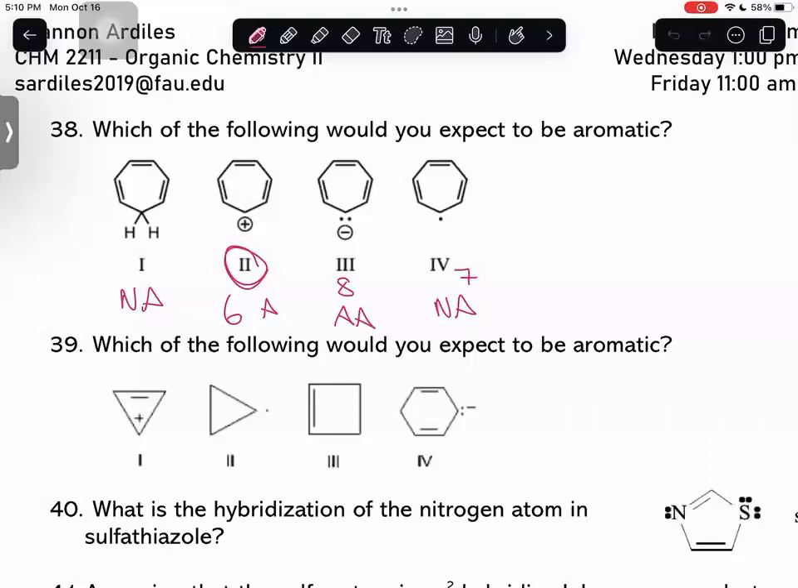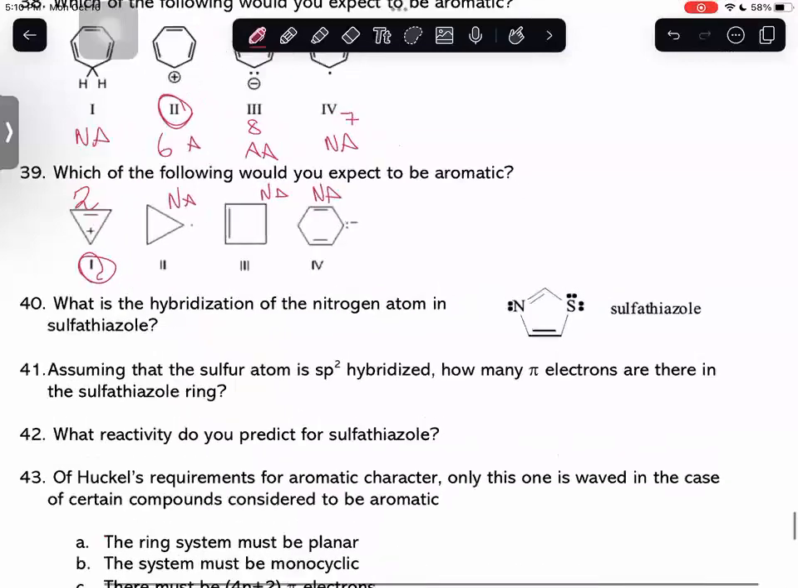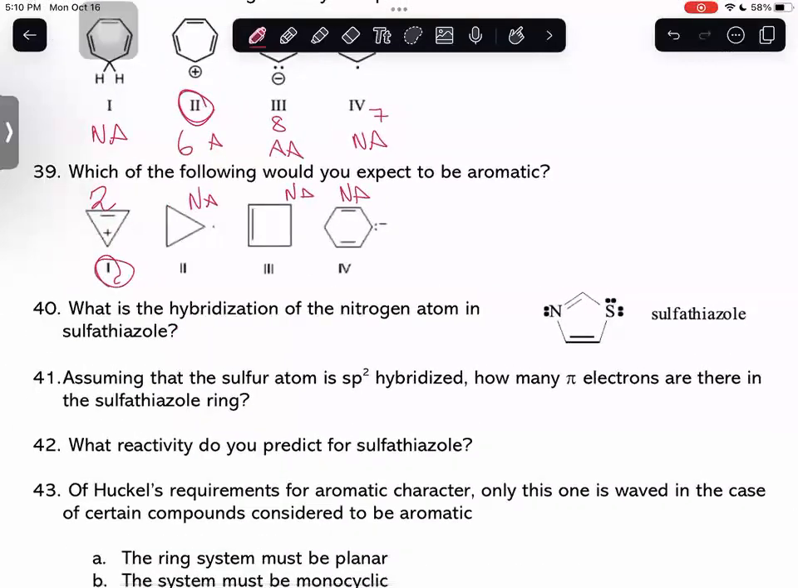Okay, 39. What's the answer? Which one is aromatic? How many pi electrons do we see? What kind of system do we see in molecule 2? Molecule 3? The rest? Beautiful. Okay, let's look at questions 40 through 42.